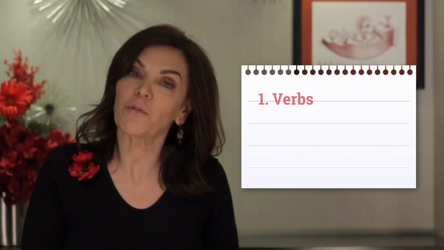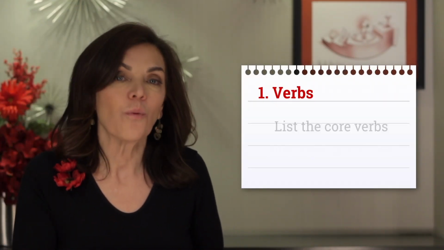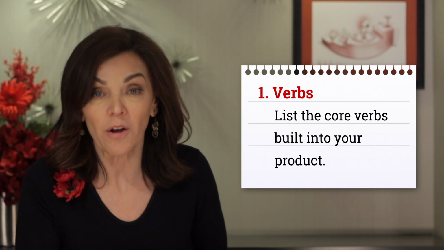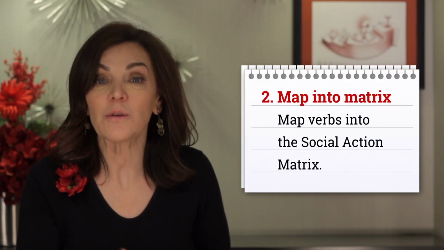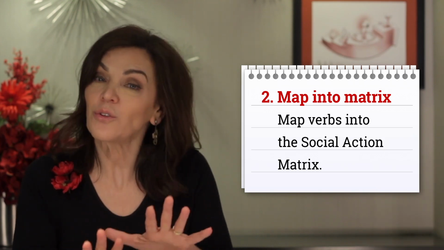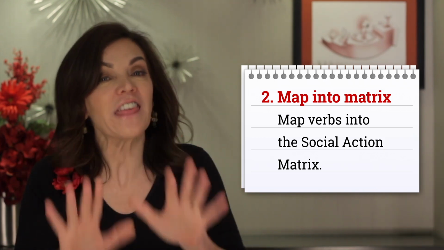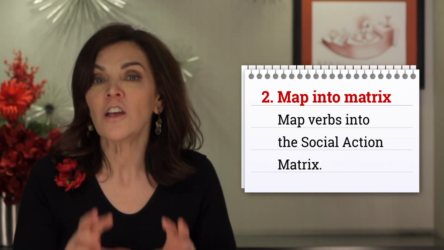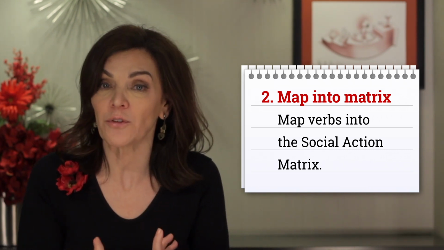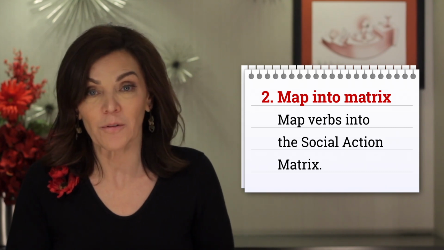To apply this tool to your own project, ask yourself, what are the core verbs I'm building into my product? Map those out on the social action matrix and see where they cluster. Do not try to fill in all the quadrants. That's not the point of this exercise. The cluster of your activities should reflect the focus of your offering, just like in the Slack example.